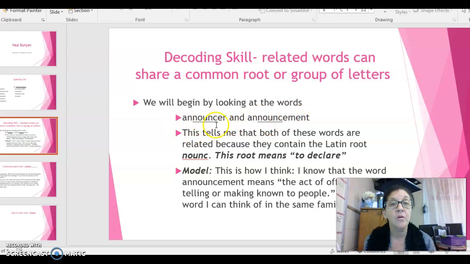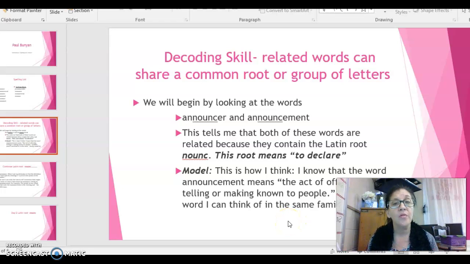I've underlined these two root words right here. This tells me that both of these words are related, and you know that they fit in the same family because they contain the Latin root nounce. I was able to look up this root to make sure it was correct, and now I know it means to declare. All right, so let's learn a little bit more. If I'm modeling this, I want you to know how I think. I want you to know how my brain processes my learning. I'm going to share it with you. So this is how I would think of this.